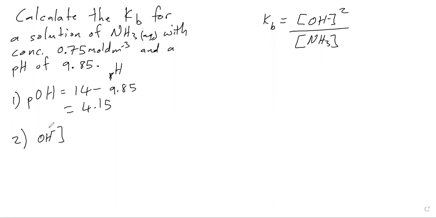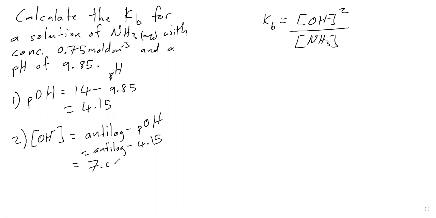If you want the hydroxide ion concentration, then it's anti-log negative pOH, which is anti-log negative 4.15. How much do you get? 7.08 times 10 to the negative 5.